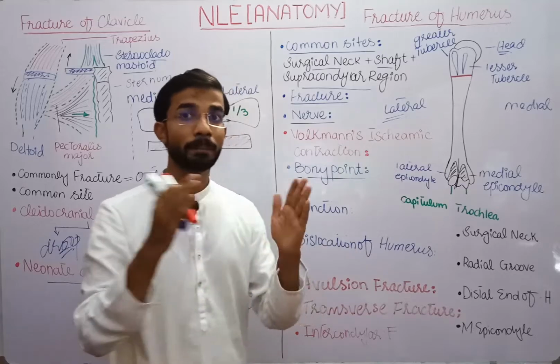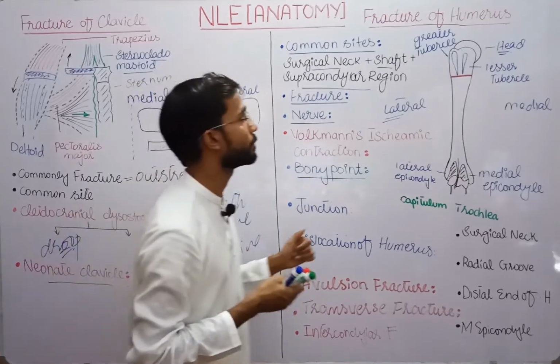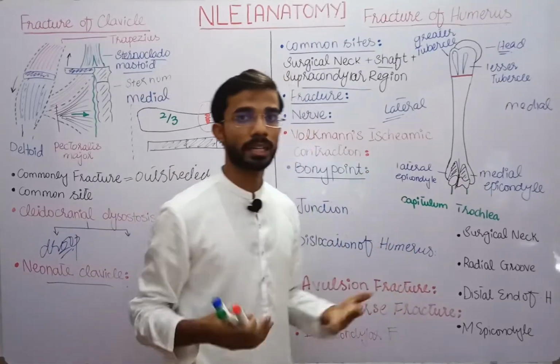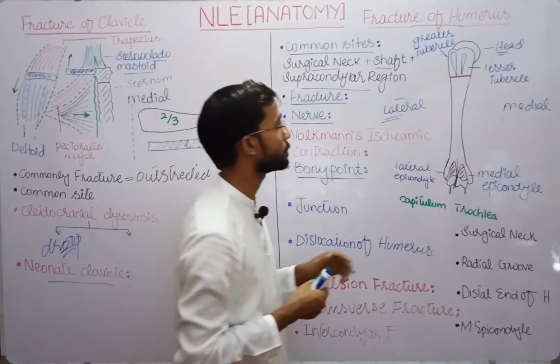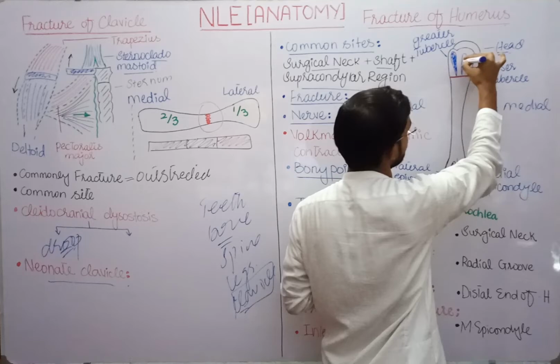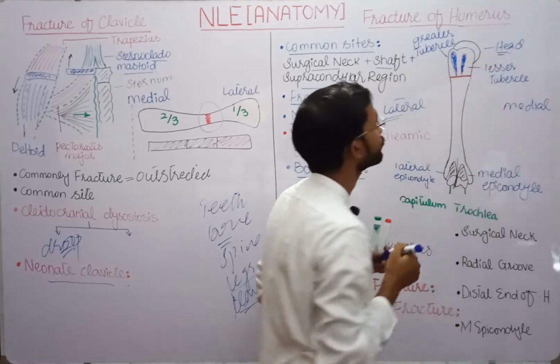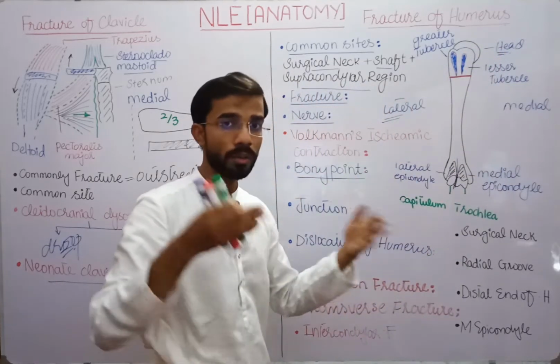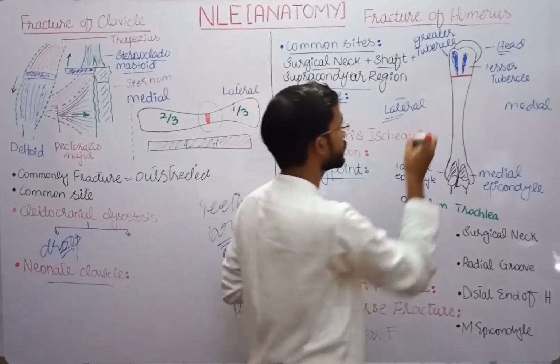Tubercles are basically prominences on the bone, right, at which the connective tissues can attach. These are just like prominences, right? And below it there is the surgical neck.